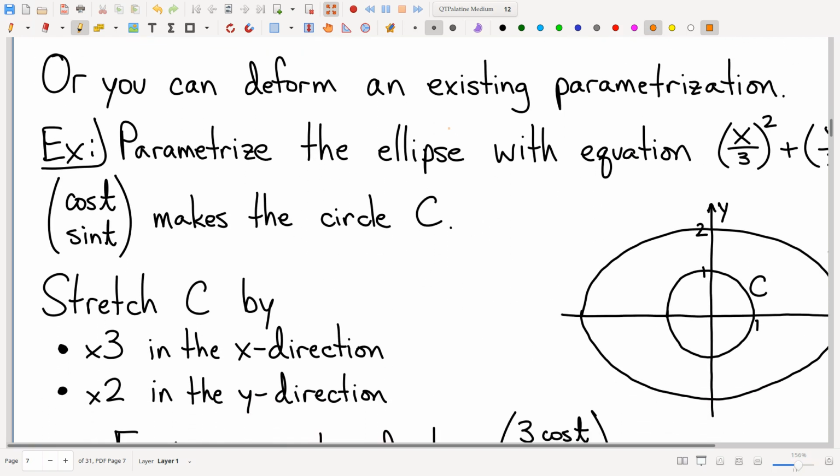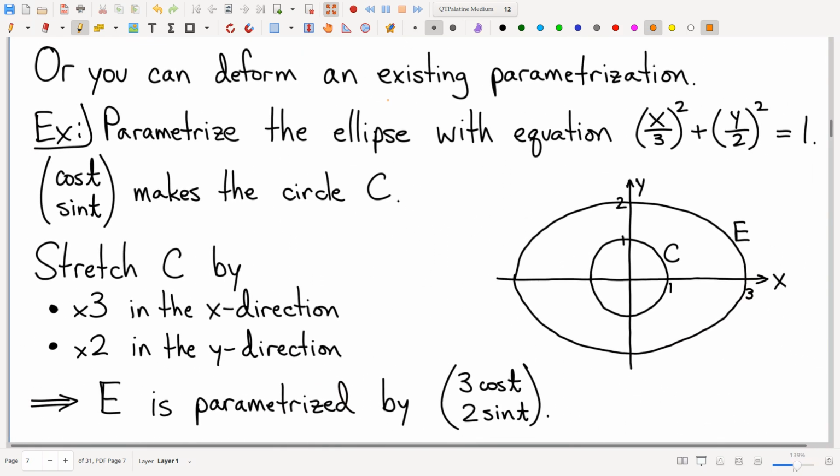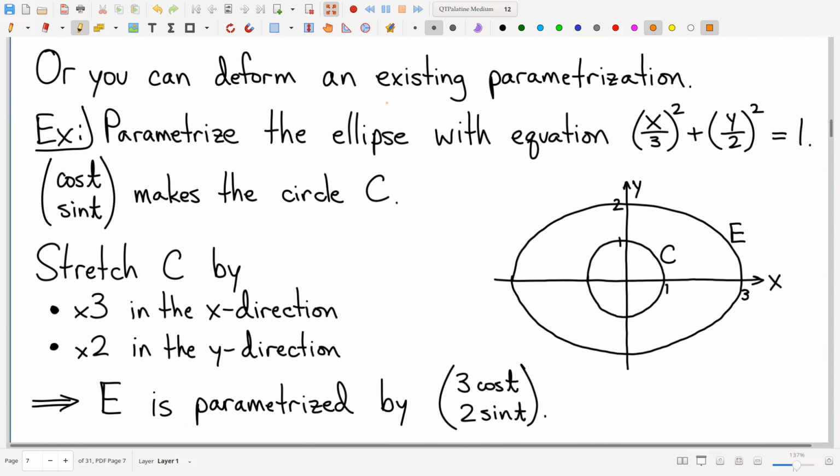Sometimes what you want to parameterize is very similar to something that you have already parameterized. This is a really powerful method. Very often you're going to want to parameterize something that is not exactly the same, but it's very similar to something that you've already got. So in this case, keep in mind, we already know how to parameterize a circle, specifically the unit circle. There's our unit circle parameterization. Old news.